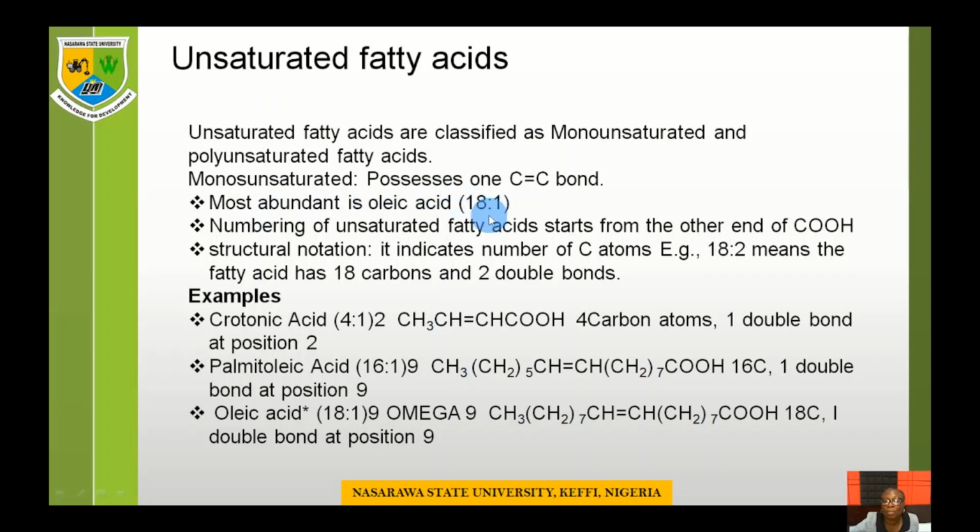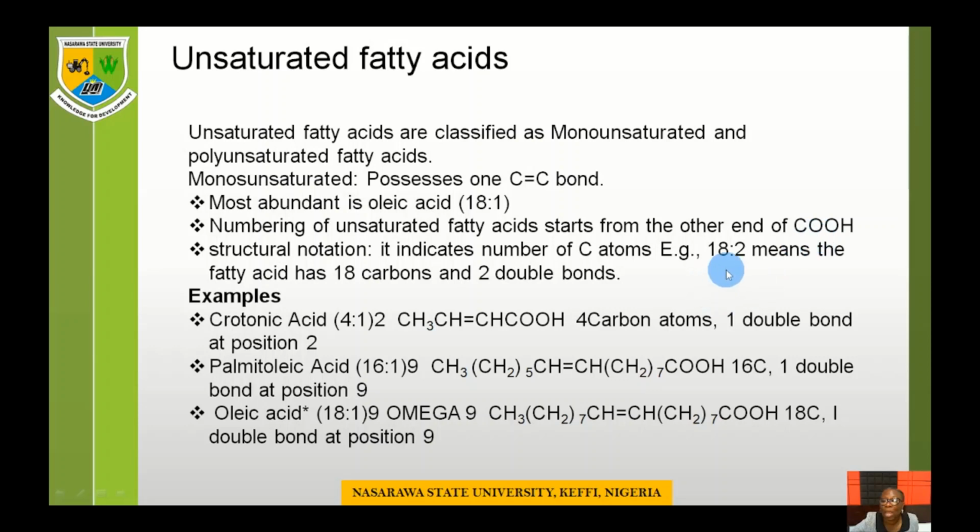It's oleic acid. 18 shows that it has 18 carbon and 1 double bond. The numbering of unsaturated fatty acid also starts from the carboxylic end.